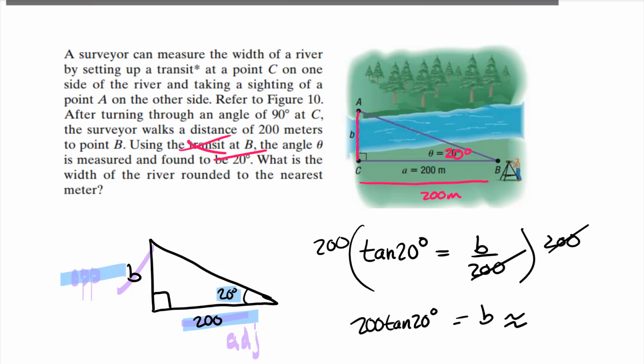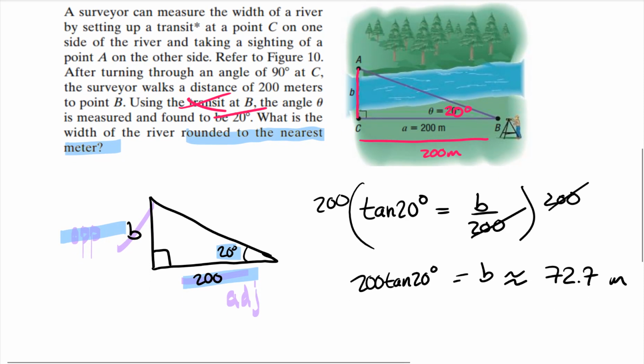Punch that in a calculator, and we have to read. Width of the river rounded to the nearest meter. See? Your textbook will change the rounding on you continually. I won't; I stay consistent. So I get approximately 72.7 meters. Oh, it says round to the nearest meter. All right, 73 meters. Cool.